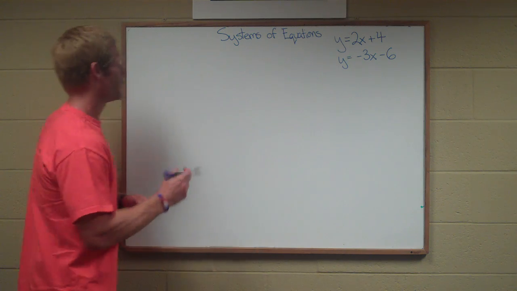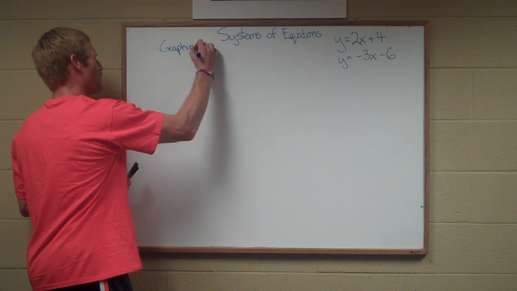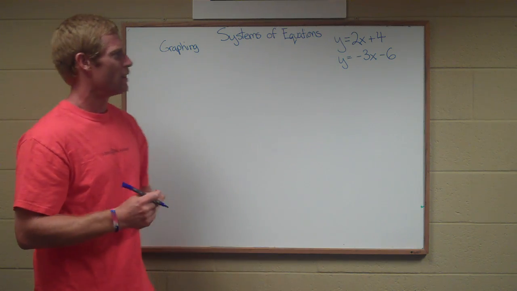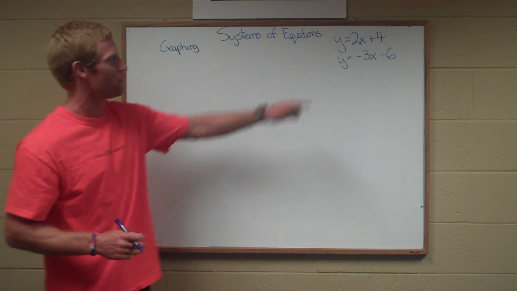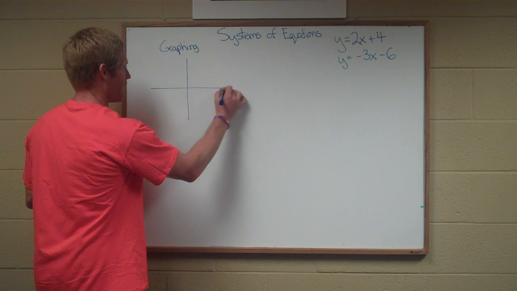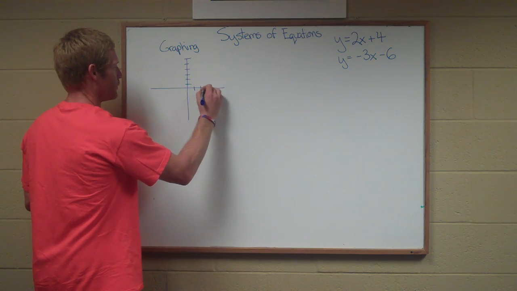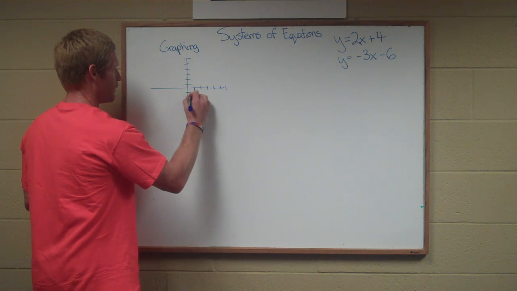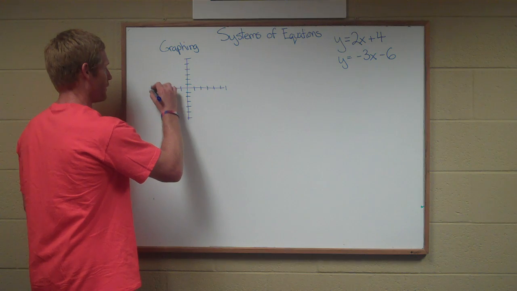So let's just get started. We're going to start off with the graphing method. And remember, think back, all those ways for graphing a linear function. We're just going to start off with the first one, y equals 2x plus 4. So we have our xy chart.